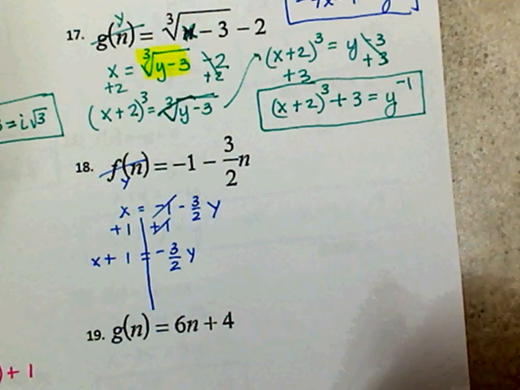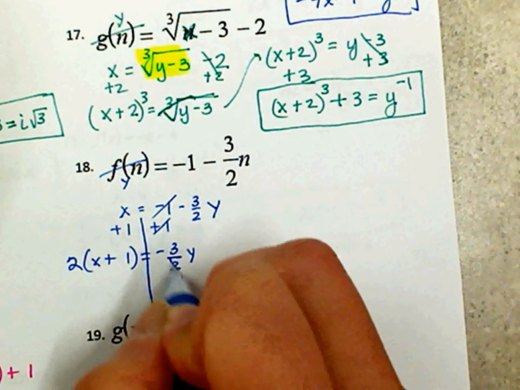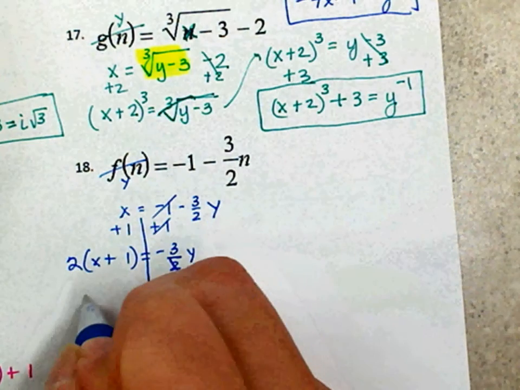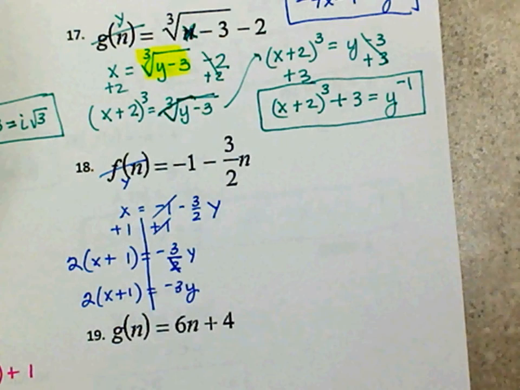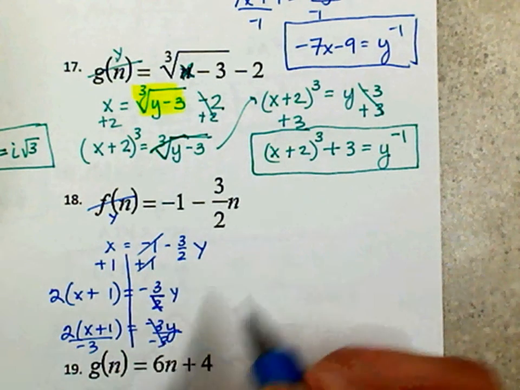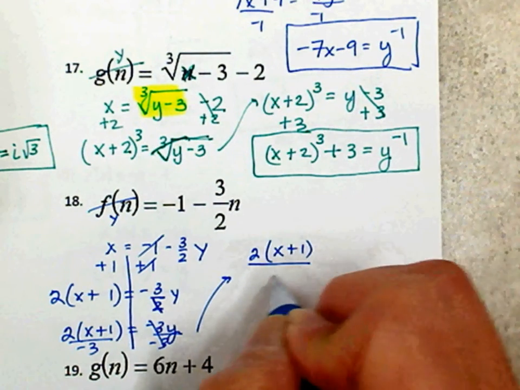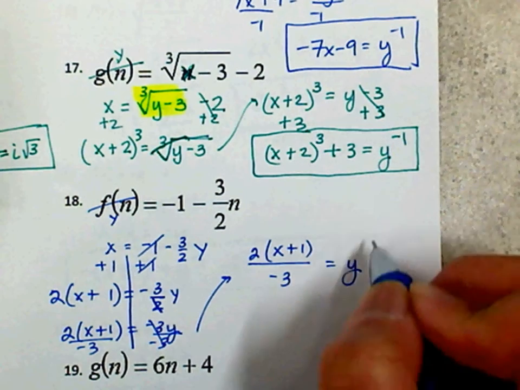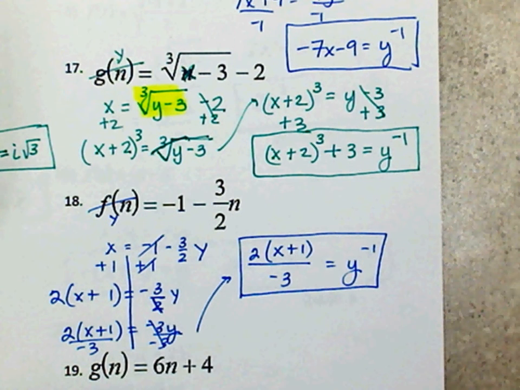Get rid of the fraction. Opposite of dividing by 2 is multiplying it by 2. So now you have 2 times x plus 1 equals negative 3y. Okay? Divide each of these by negative 3. I just do the whole thing because it's a lot easier that way. So you have 2 times x plus 1 divided by negative 3 is equal to y. You see how y is by itself? Add your negative 1, and there's your solution. So notice I'm just doing inverses to simplify.